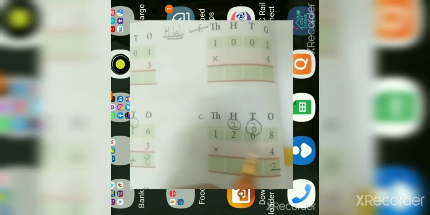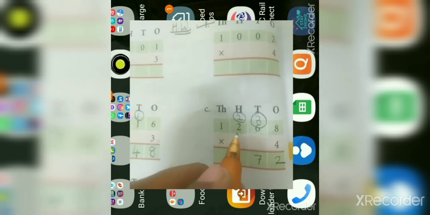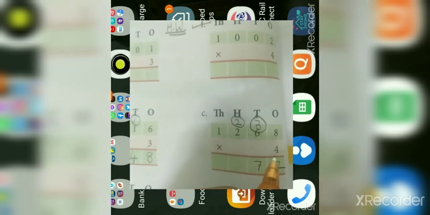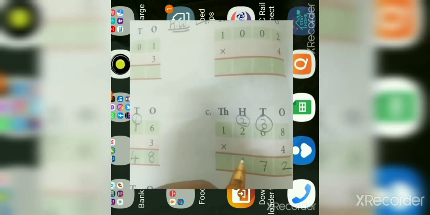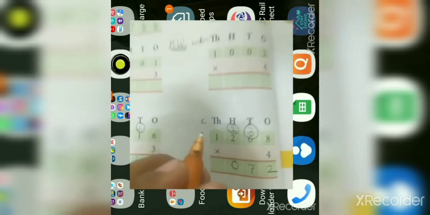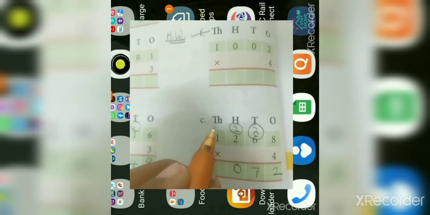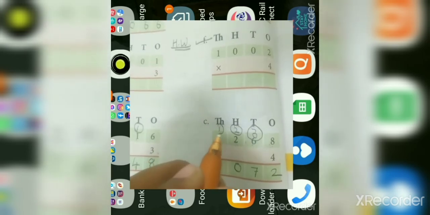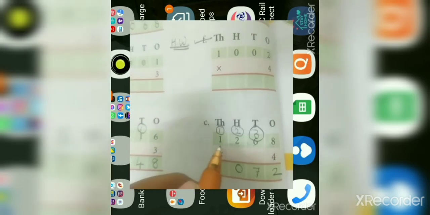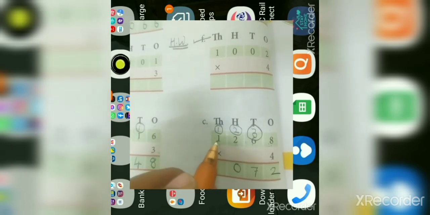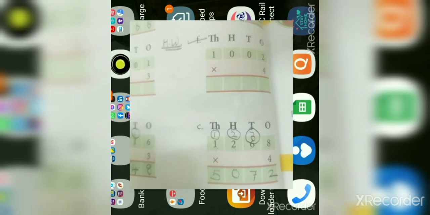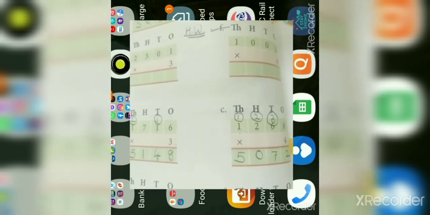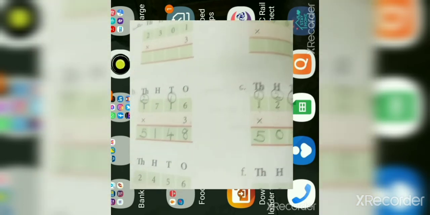2. Now multiply the number which is already there in the hundreds place. Hundreds place 2 is there. So 4 2s are 8, 9, 10. So 0, and 1 will come to the thousands place as the carry number. Now again multiply 4 with 1 which is there in the thousands place. So 4 ones are 4, plus 1 is 5. Now come to the next problem.